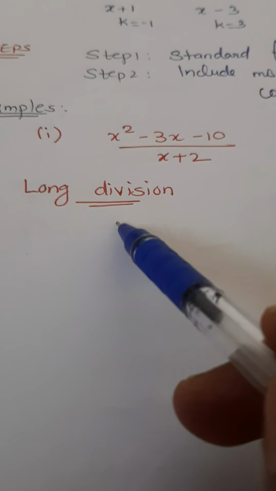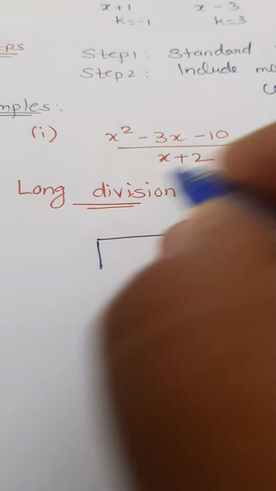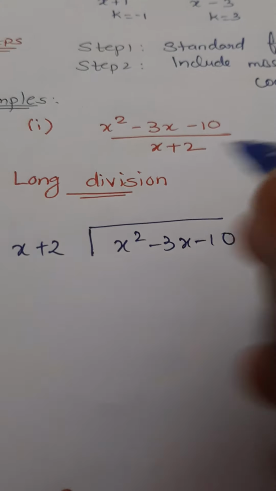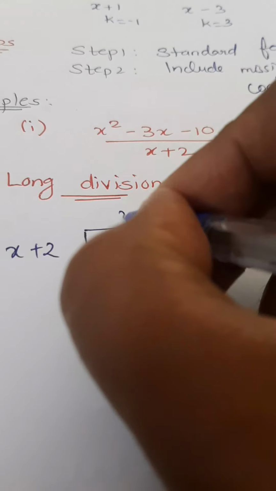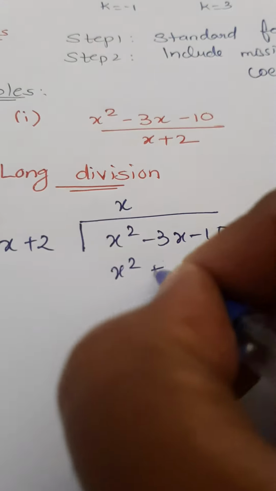Now I had already explained the long division method, so I won't explain in detail. I'll just solve it. x squared minus 3x minus 10, with x plus 2 as the divisor. So x squared by x will be your x, and x into x plus 2 will become x squared plus 2x.